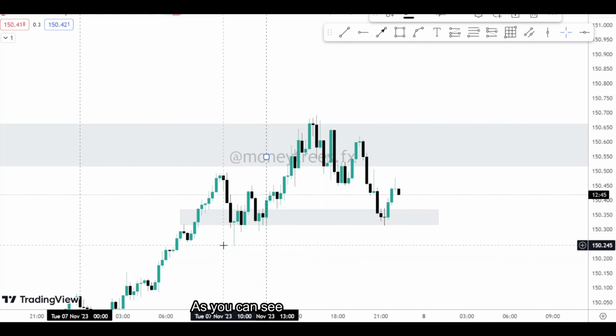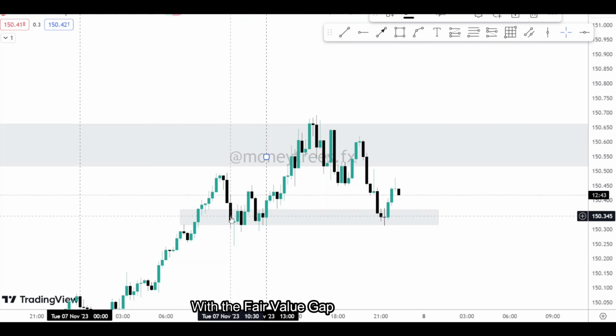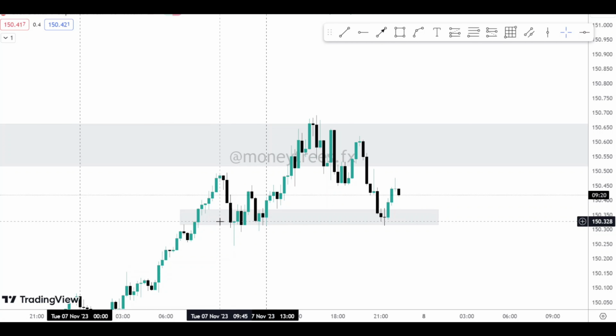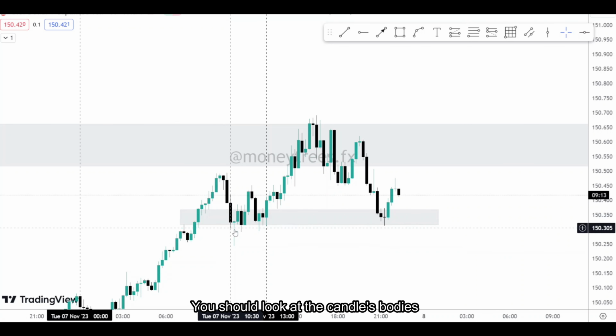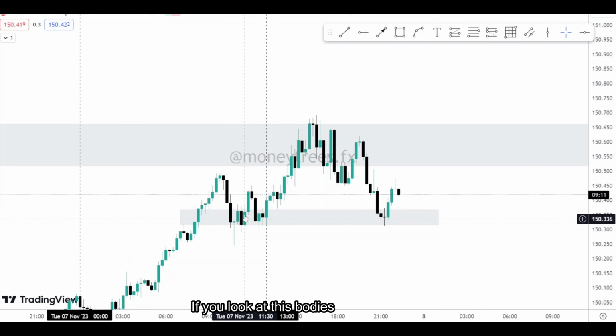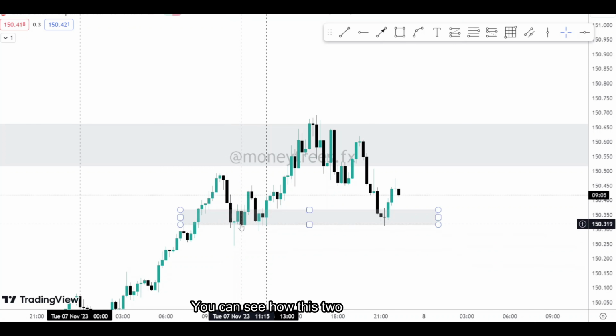So as you can see with the fair value gap, like I said, if you want to confirm that your PD array is valid, for example your fair value gap or order block, you should look at the candles' bodies. If you look at these bodies, all of them are failing to close below this H1 fair value gap. You can see how these two are also perfectly aligned with the fair value gap.